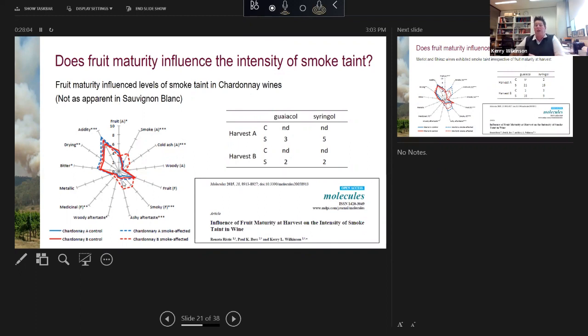And so at this time, what we were telling winemakers was, if you suspected your grapes of being affected by smoke, what you needed to do was to harvest the grapes as early as possible, do a quick ferment, and then you could assess the level of smoke taint in that wine.